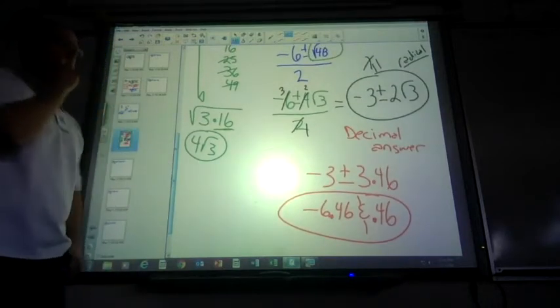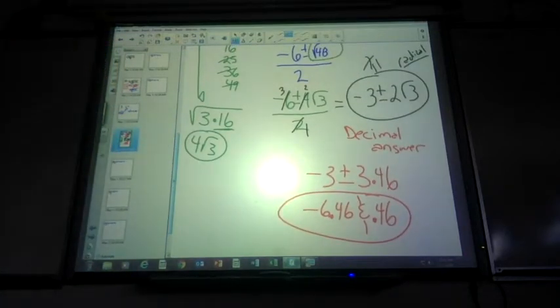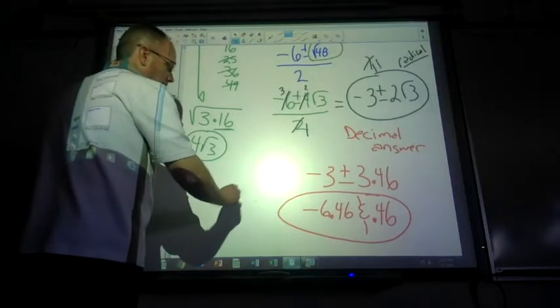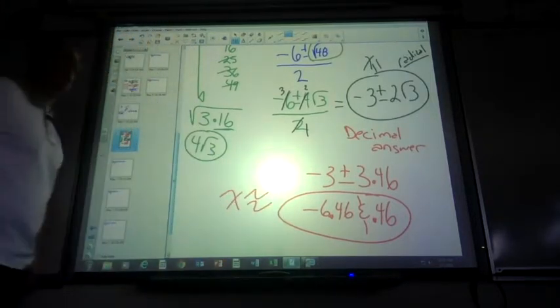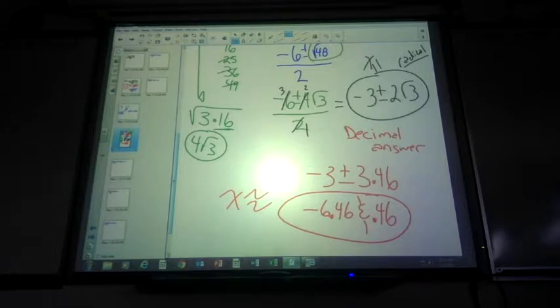What's the difference between the decimal and the radical answer? The radical answer is an exact answer. Decimal is an approximation. So x is approximately equal to those. Okay? Which answer are we looking for? You have to read the instructions. That's all you have to do. If it says leave it as reduced radical form, leave it as the exact answer. If it says, hey, make it a decimal 2 places, make it a decimal. May I move on? Yeah.